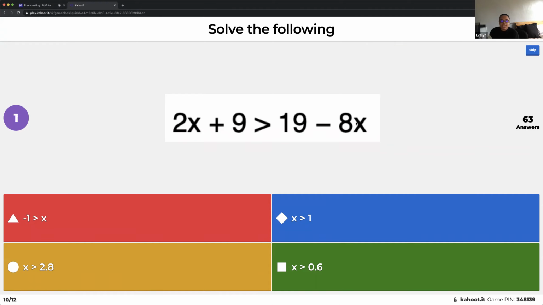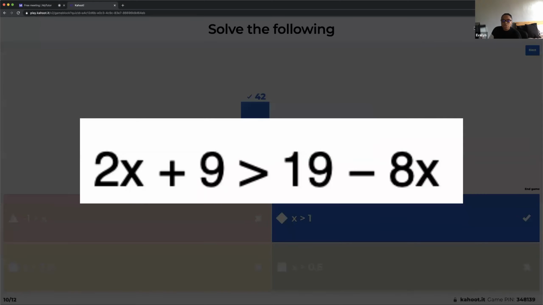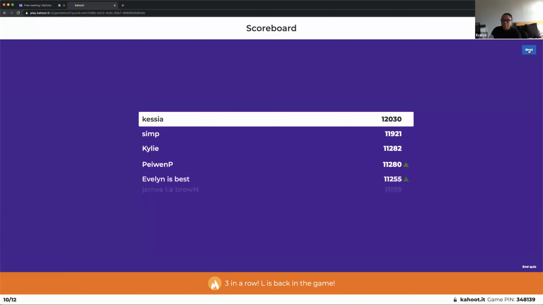Right, let's have a look at this one. So we will have x is greater than 1. So remember, look for the smallest x. The smallest x is negative 8x. So we're going to add 8x to both sides. And then we'll have 10x plus 9 is greater than 19. Move the 9, 10x is greater than 10, and then divide by 10 on both sides, x is greater than 1. Right, brilliant. So well done for the top 5.